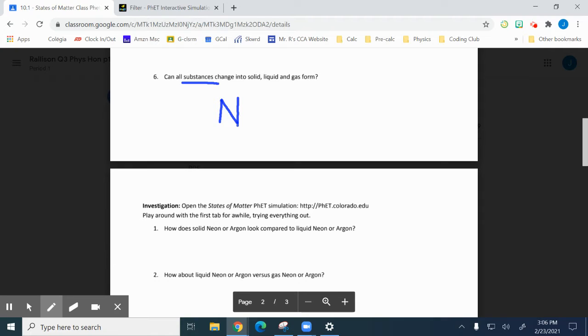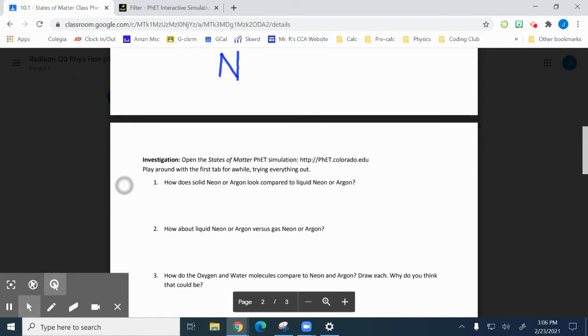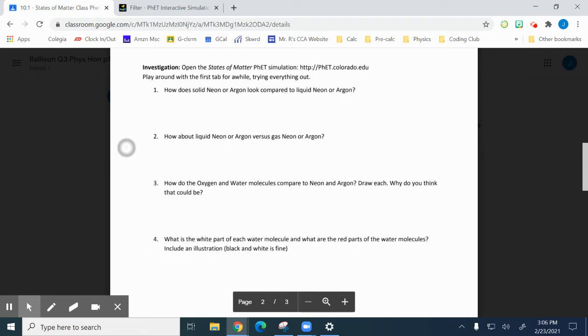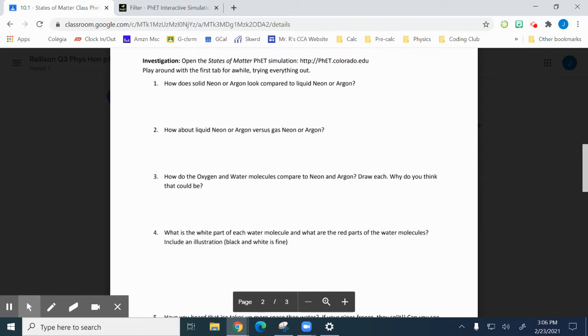But can all elements exist in solid, liquid, and gas form? I think they can under the right conditions, not on Earth necessarily, unless we have a lab and we severely manipulate the conditions. Okay, so now we're going to open the lab.